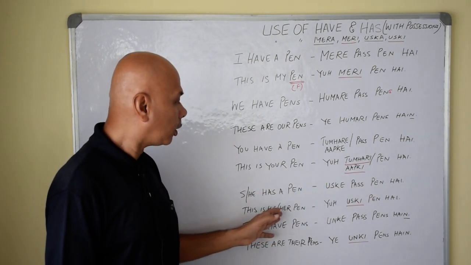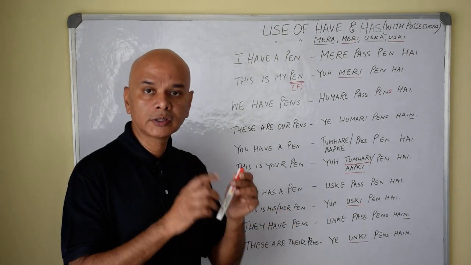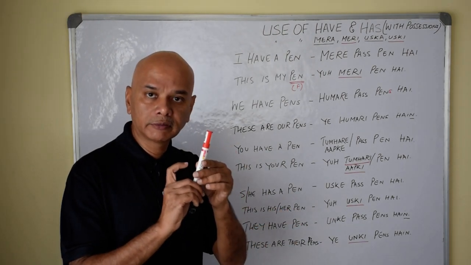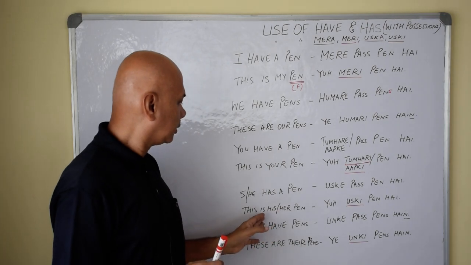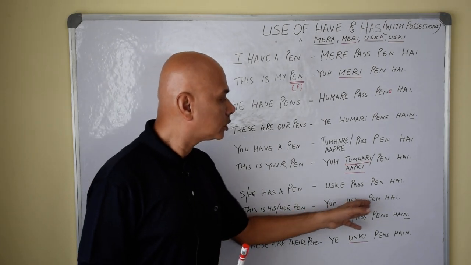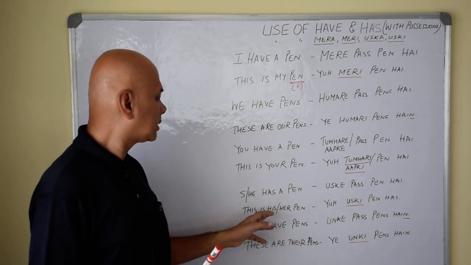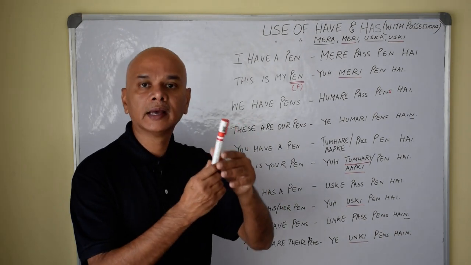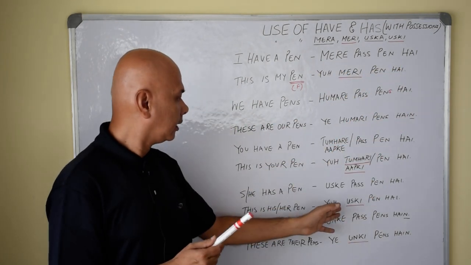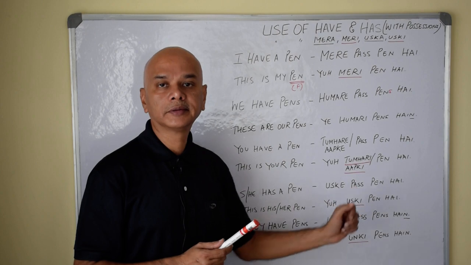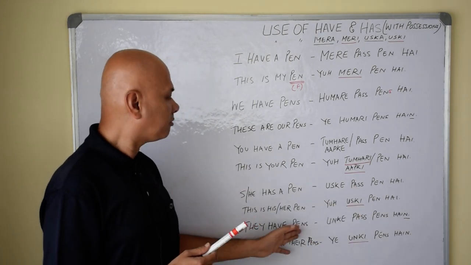This is his or her pen. Because of the gender sensitivity of the object, it will become yah uski pen hai. This is his or her pen. Yah uski pen hai.